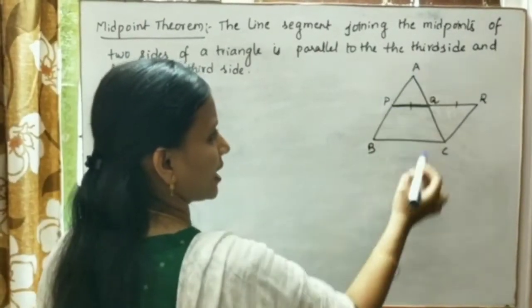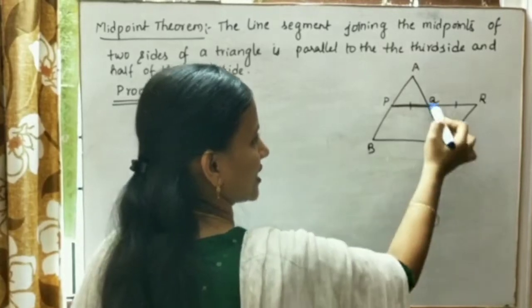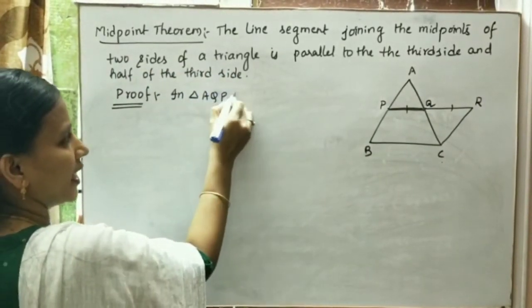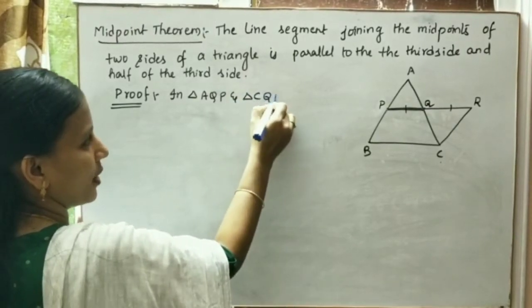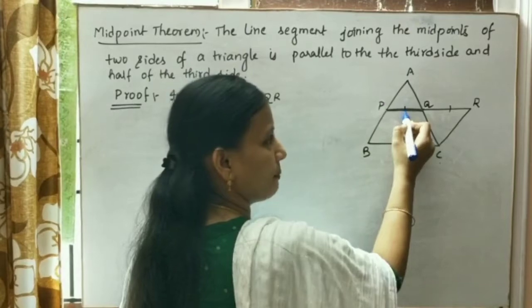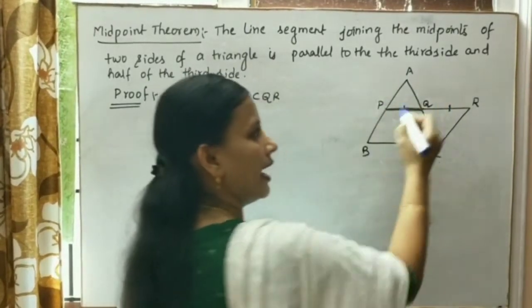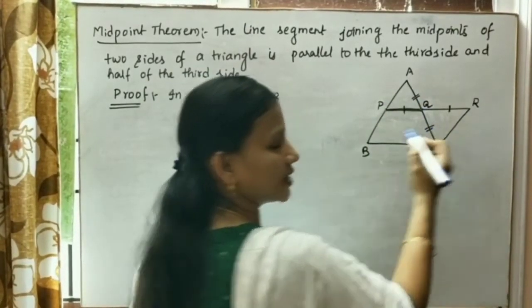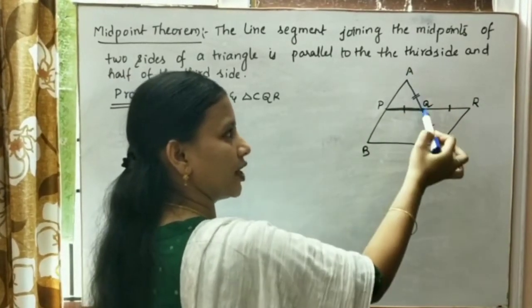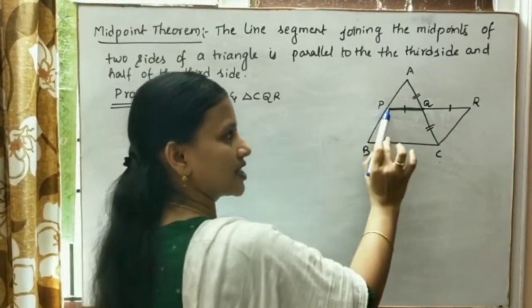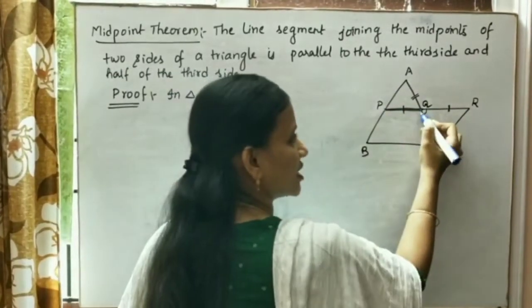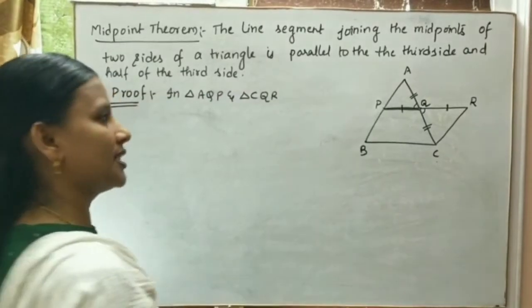Take triangle AQP and triangle CQR. In these two triangles, what do we know? We know PQ is equal to QR and AQ is equal to QC. These two we know already. Q is the midpoint of AC, so AQ is equal to QC. And from construction, PQ is equal to QR. And these two angles are vertically opposite angles.